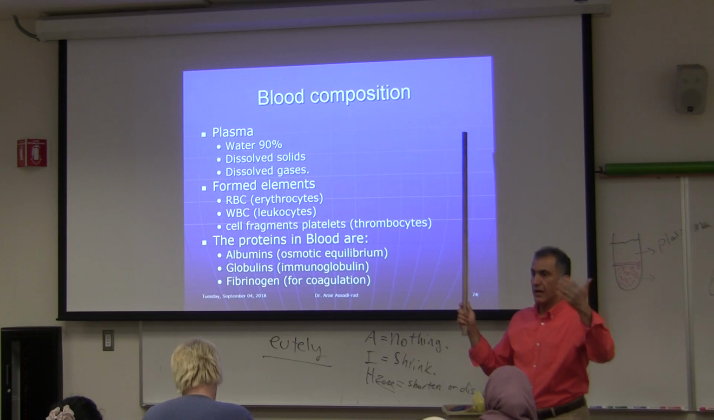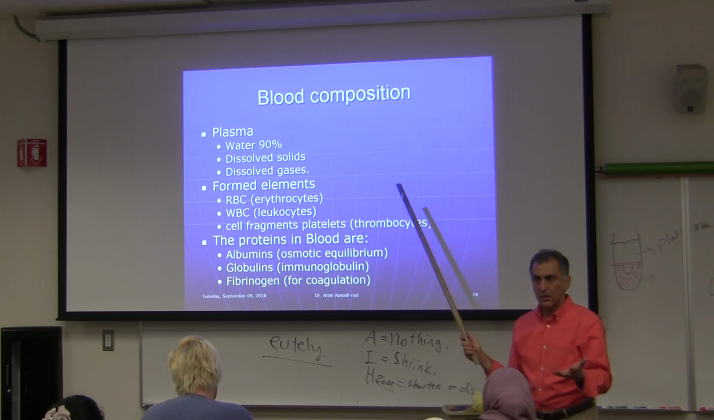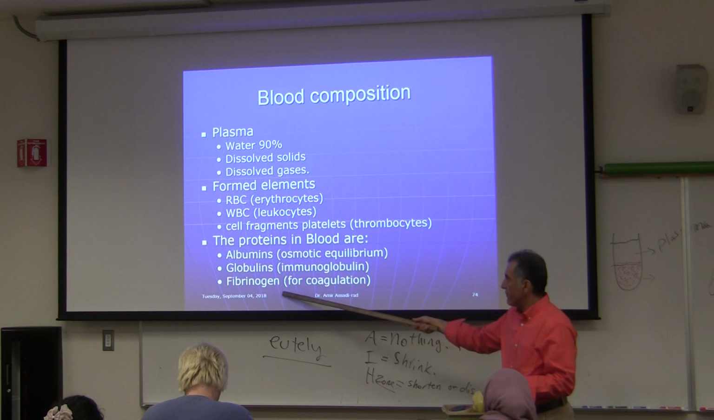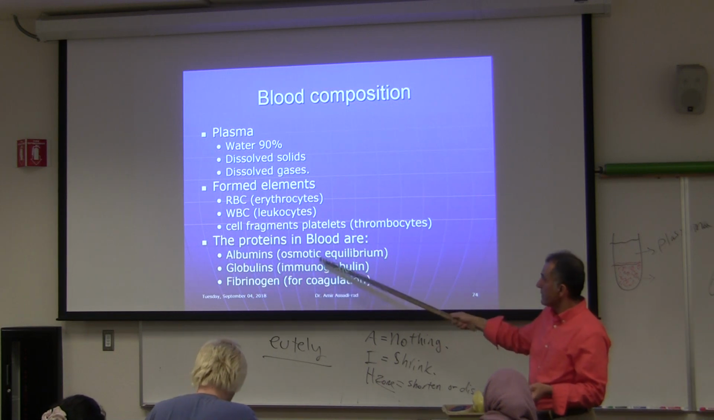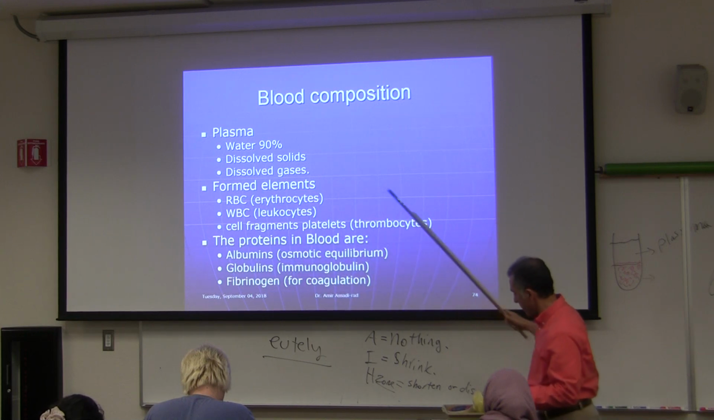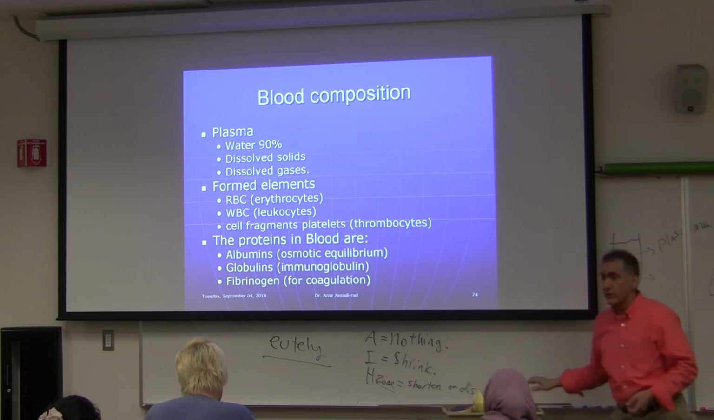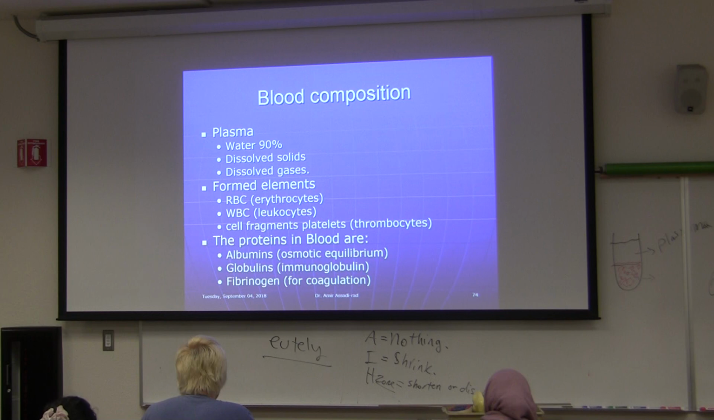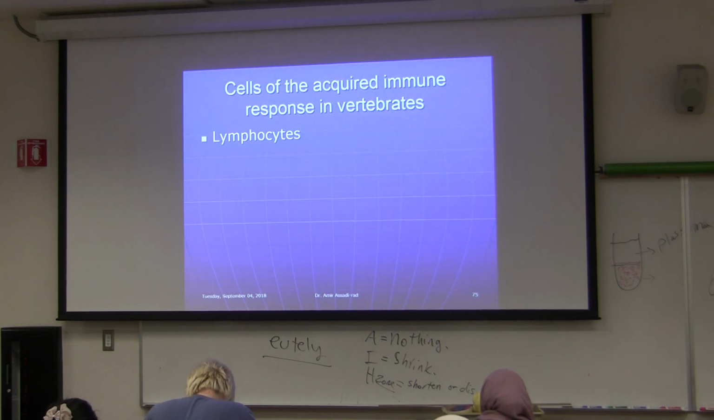The acronym I choose is called DAMAGE. And then the last one, fibrinogen, which is, again, another protein molecule. It's responsible for coagulation, blood coagulation. You all know what coagulation means, okay? So I talked about osmotic pressure, immunoglobulin, which I'm going to elaborate on in a minute, and then fibrinogen for coagulation, which you already know.